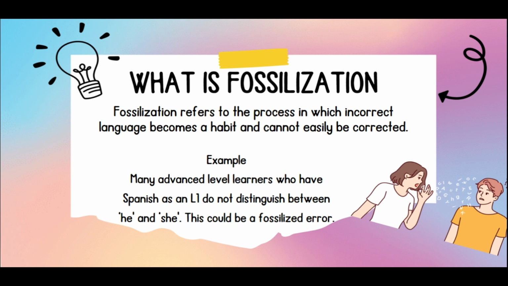What is fossilization? Fossilization refers to the process in which incorrect language becomes a habit and cannot easily be corrected, and the complex process influenced by various factors such as age, exposure to the language, and individual learning strategies. For example, many advanced level learners who have Spanish as an L1 do not distinguish between he or she. This could be a fossilized error.